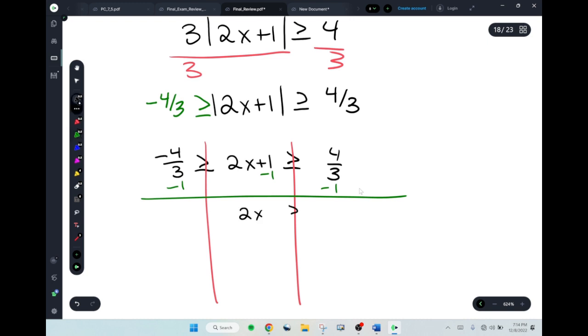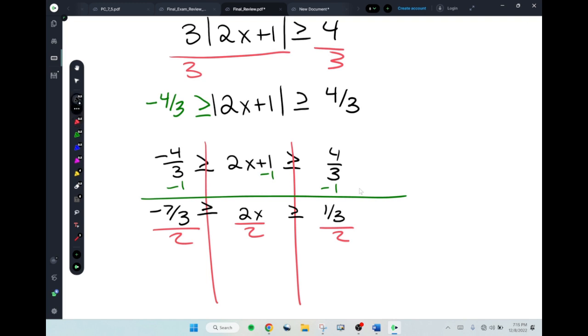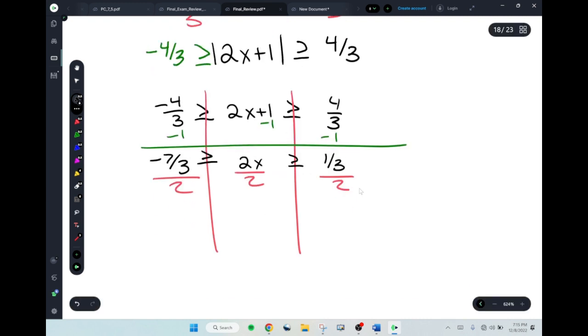Oh, you are going to hate this. Anybody else hate fractions? 4/3 minus 1 is 1/3? Yeah? As not fun as that is. And negative 4/3 minus 1 is negative 7/3? Yeah? Sorry for the fraction. I really do apologize. And then divide by 2. Did we divide by a negative number? Nope, that's a positive number. If it was negative, we would have had to do something. But since it's positive, we're good. But it's worth thinking about.